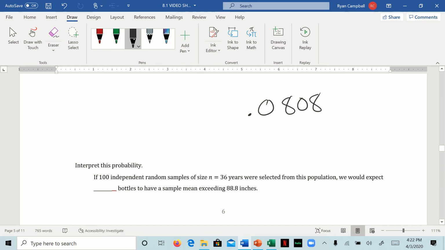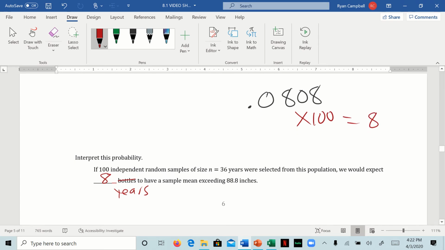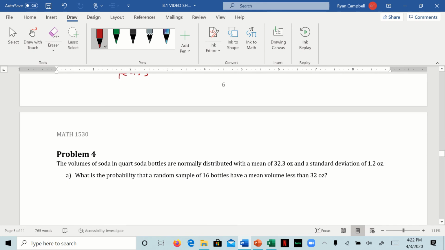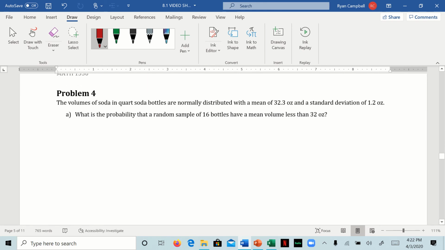If 100 independent random samples of size n equals 36 years were selected from a population, we would expect 8 years, I should say samples, to have a sample mean exceeding 88.8 inches, right? And again, we just multiply that by 100, we end up with 8. Good. That was it. We're done. So next problem.